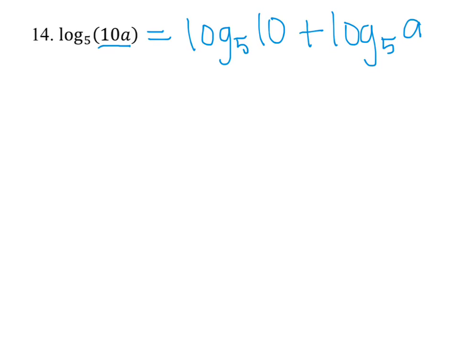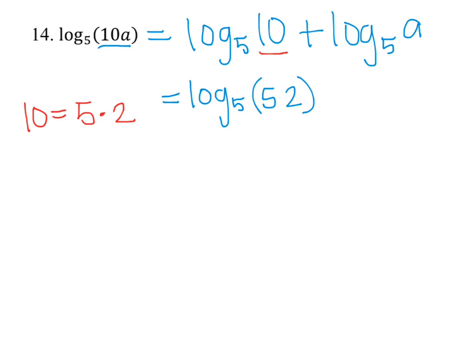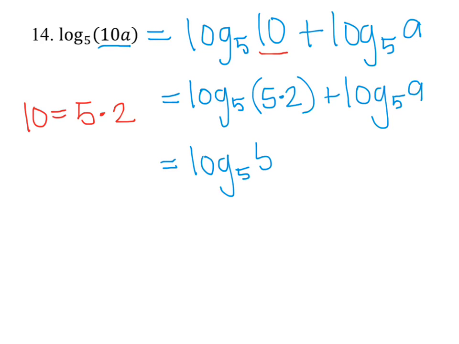I also noticed that 10 is just equal to 5 times 2. So I am going to actually rewrite this log as log base 5 of 5 times 2 plus log base 5 of a. And then I'm going to use my product rule one more time to rewrite this as log base 5 of 5 plus log base 5 of 2 plus log base 5 of a.